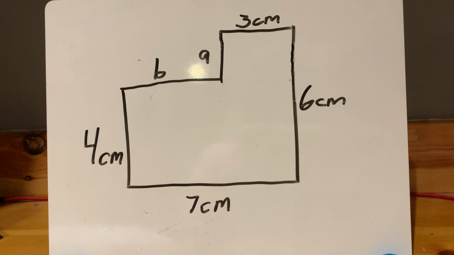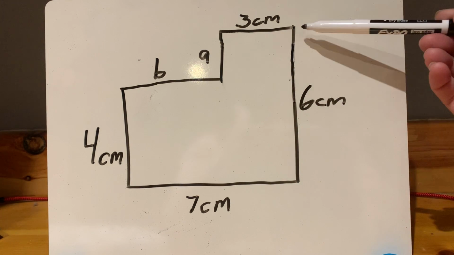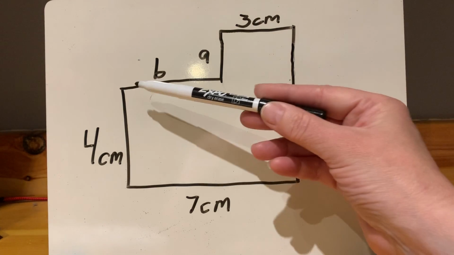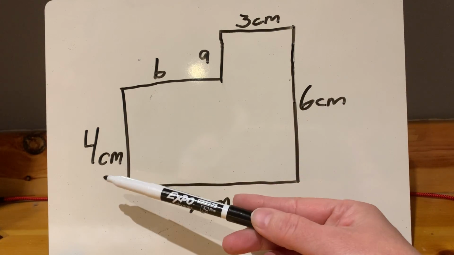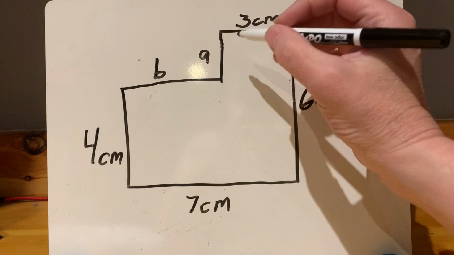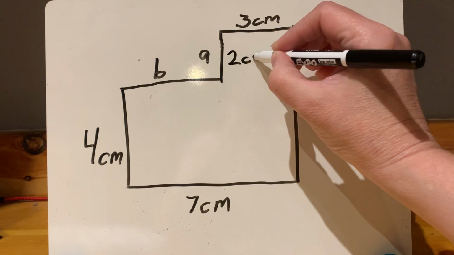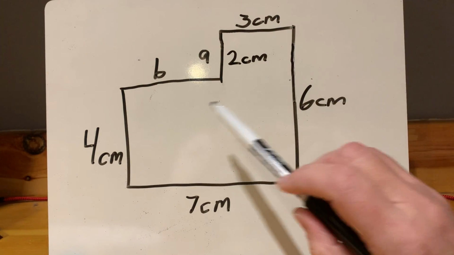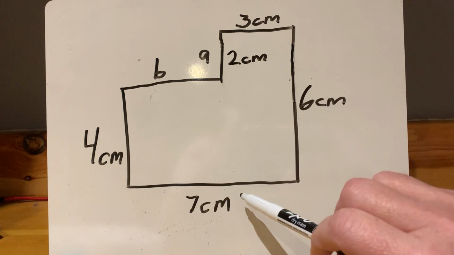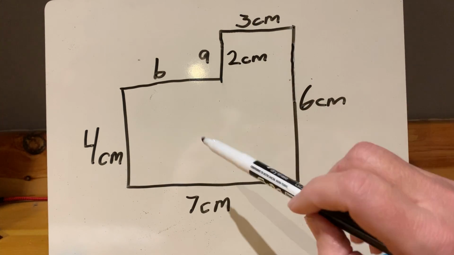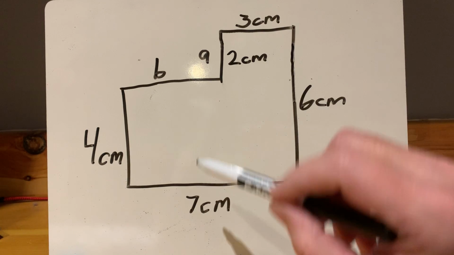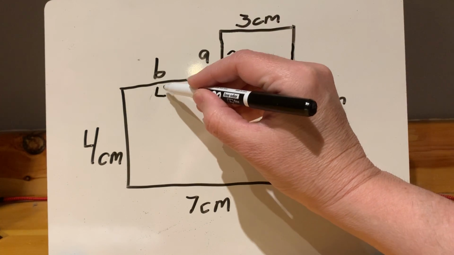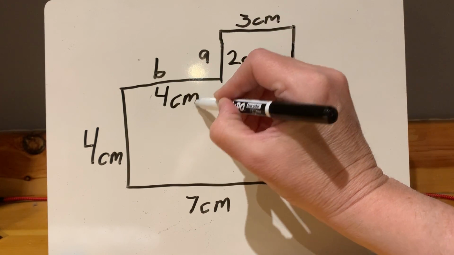Using the skills that we learned in lesson 102, we are going to find the length for side A and side B. Side A, we know this length is 6 centimeters, this length is 4 centimeters. If we take 4 and subtract it from 6, we will end up with 2 centimeters. And then right here for side B, we know this length is 7 centimeters and this length is 3 centimeters. If we take 3 subtracted from 7, we will find that B is 4 centimeters.